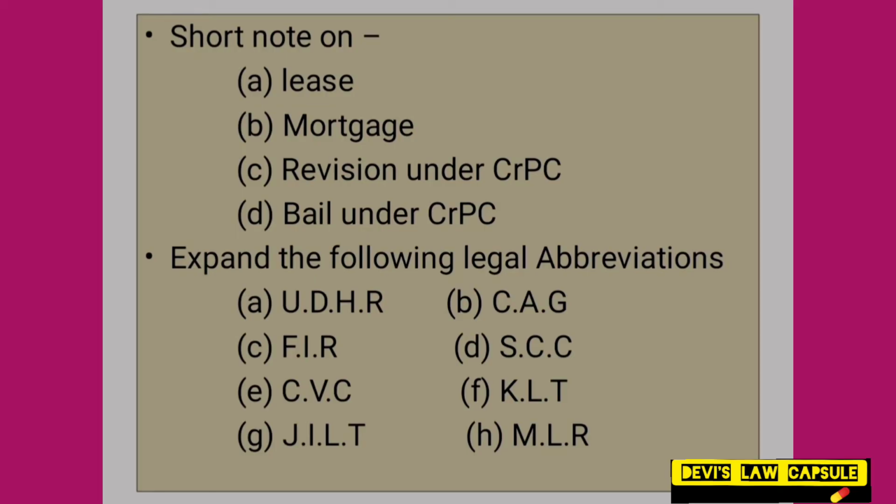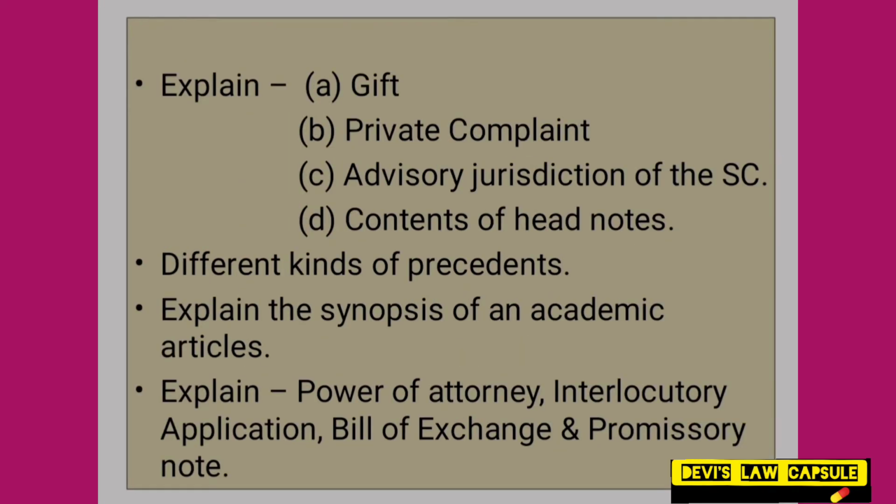Expand the following legal abbreviations: UDHR, FIR, CVC, JILT, CAG, SCC, KLT and MLR. Next, you have to go through different kinds of precedents, explain the synopsis of an academic article, explain power of attorney, interlocutory application, bill of exchange, promissory note, gift, private complaint, contents of head notes, advisory jurisdiction of Supreme Court.